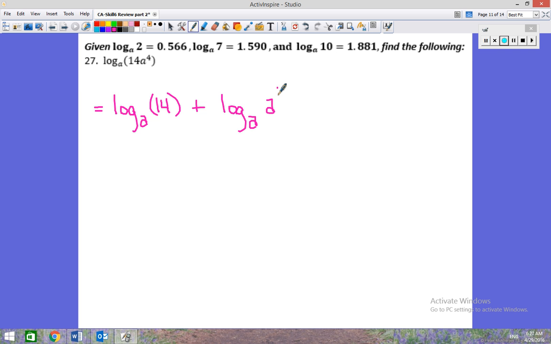And I can write this like this. Okay. Now I come up to what's given, and I don't see a log of 14, but I do see 2 and 7. I do see that I can break this 14 up into 2 times 7. I've got 2 times 7. Now that's not 2.7. That dot means multiplication. And by the power rule, that 4 that's an exponent can come out in front as multiplication.